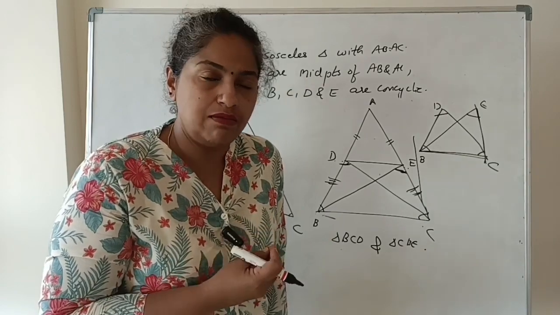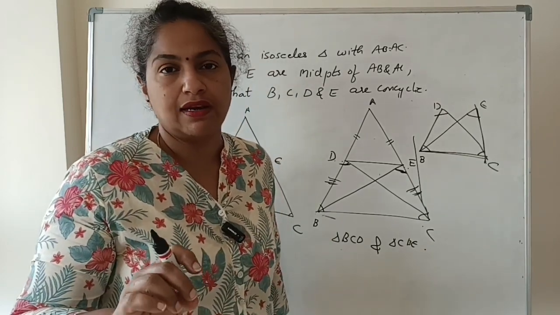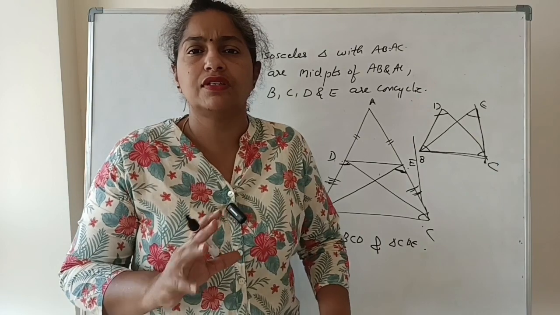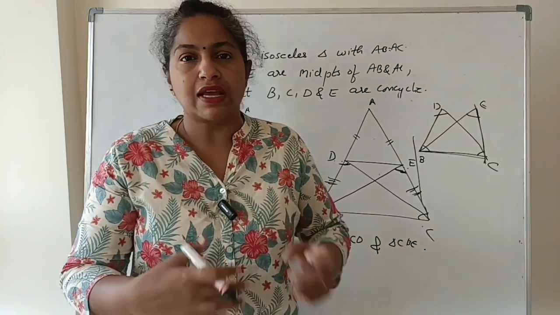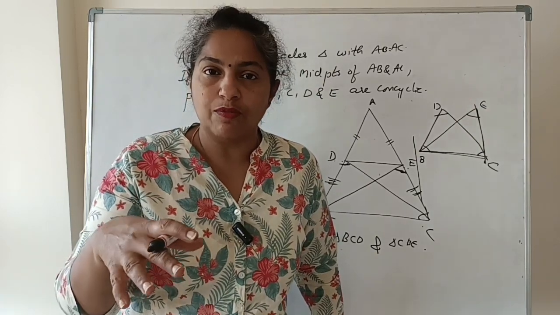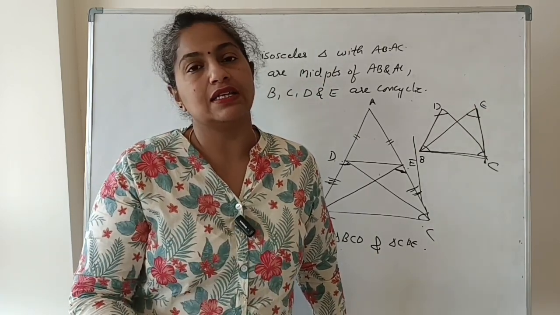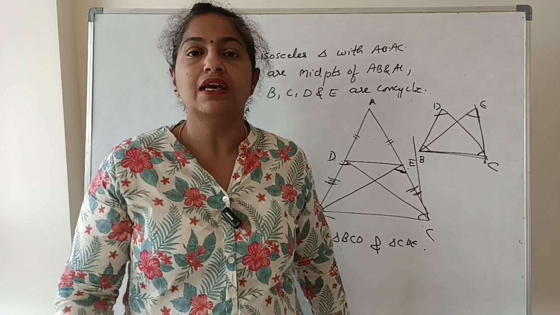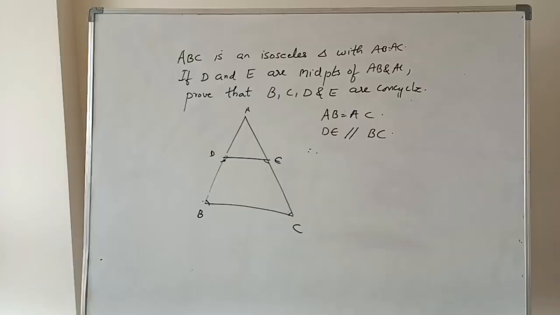Now let us prove the same sum by using the theorem on cyclic quadrilaterals. So even if you forget the theorem on concyclic points, please do not forget the cyclic quadrilateral theorem. You can apply it and then move on with the sum. Okay, so now let us see how we can do it.